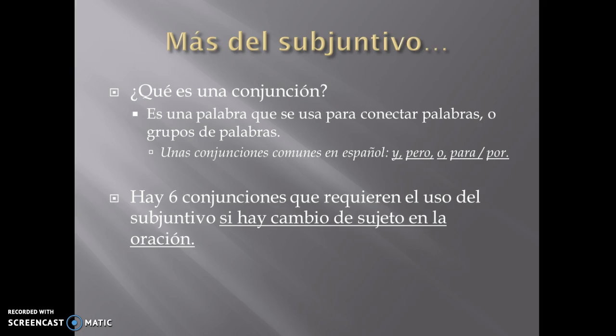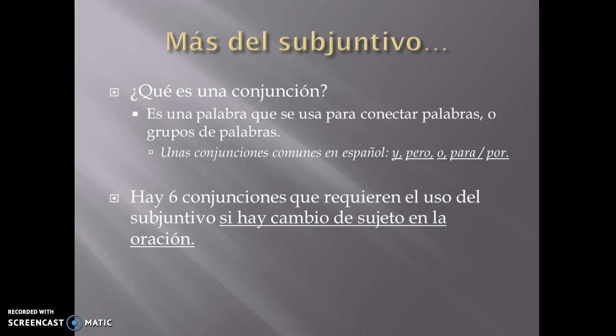First off, ¿qué es una conjunción? Conjunctions are words that you use all the time, okay? Son palabras que usamos para conectar otras palabras o dos grupos de palabras. So a conjunction can be something that connects, for example, two clauses of a sentence, like the two clauses in a sentence that requires the subjunctive.